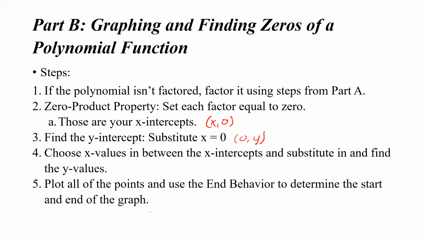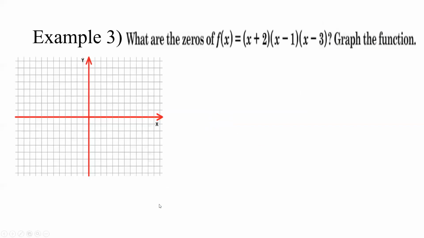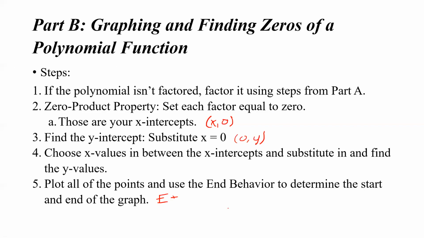Then we're going to plot all the points and use the end behavior to determine the start and end of the graph. End behavior, remember, is if it's an even power, even positive, that we're going to be going up and up. Sorry, even positive power, we're going to be going up and up.